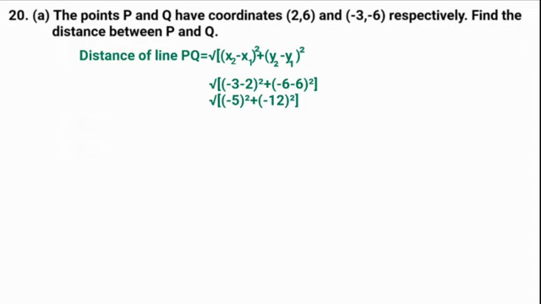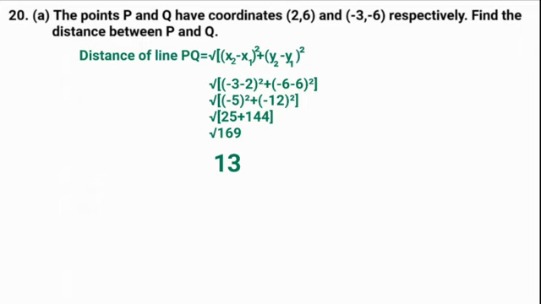Once we've done that, we're going to find the squares of those numbers. The square of -5 is 25, then plus the square of -12 is 144. Then we're going to add 25 plus 144, so the square root of 169. Then we find the square root of 169, which is 13. So the distance between P and Q is 13 units.